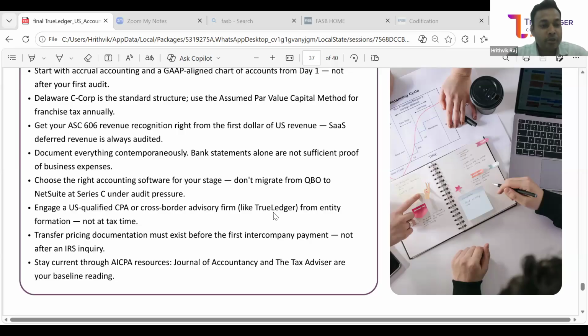Then the next step is, you have prepared the books of account, but then you should engage a US-qualified CPA to review your books of account or for auditing purposes.